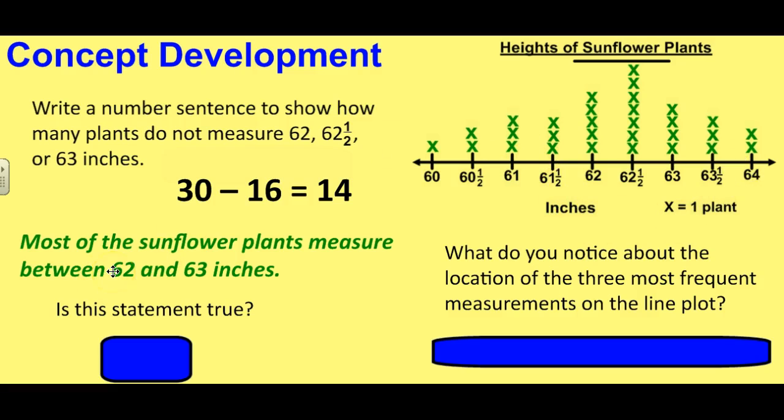So this is saying that most of the sunflower plants fall between 62 and 63 inches. And that statement is true because we've figured that out. There's 16 plants right here, and all the other ones, there's 14, and that tells us that 16 is more than 14, so there are more plants that fall between 62 and 63 inches.